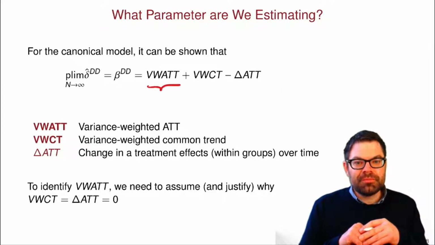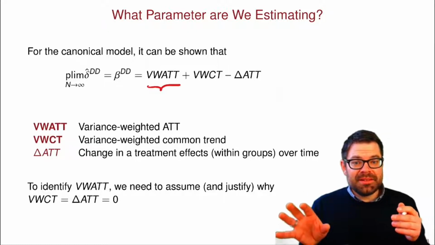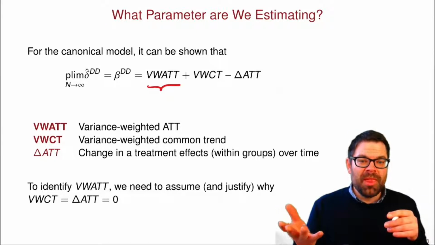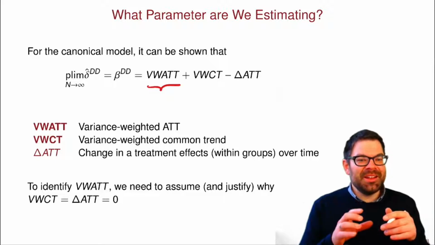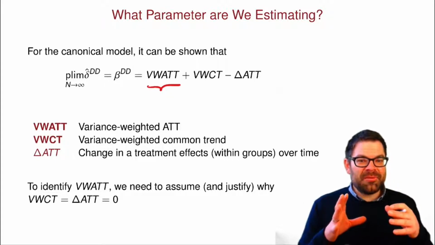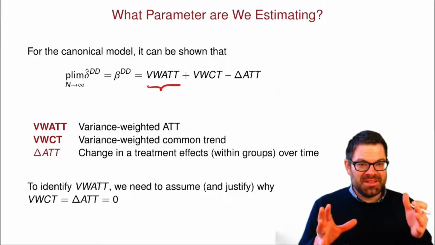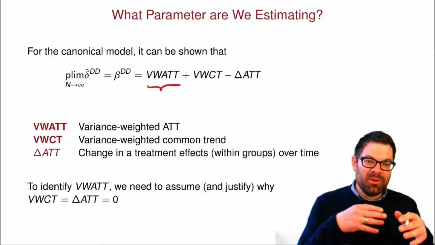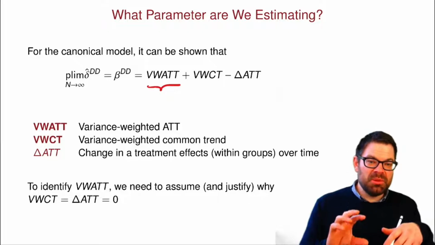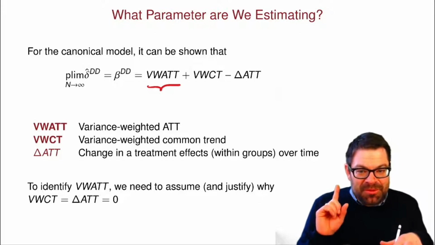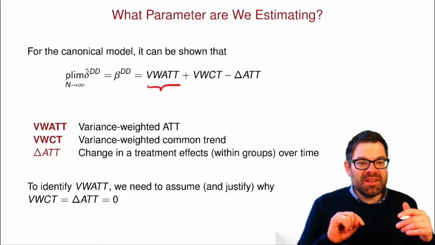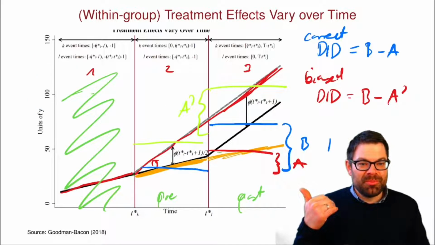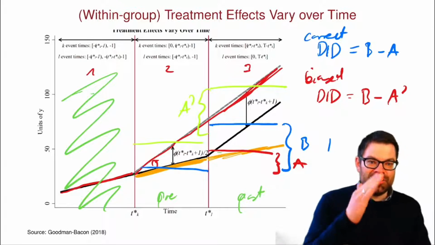Then we have a second term, and that is equivalent to, or is similar to the common trends assumption, but we don't have the common trend in one 2x2 pair, but we have a variance-weighted common trend. So it's basically an average common trend, again weighted by the variances within groups. So the variance in treatment within those 2x2 groups. And then we have the third term, which is the term that reflects this problem here. And so the fact that treatment effects within a group change over time.